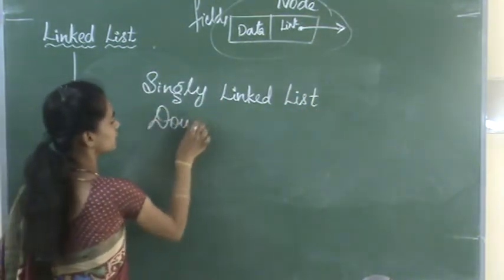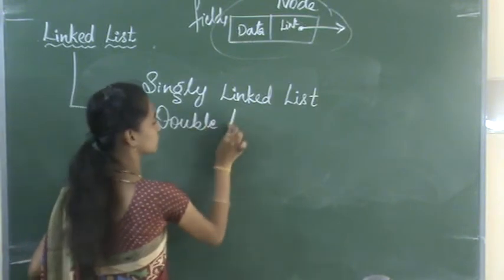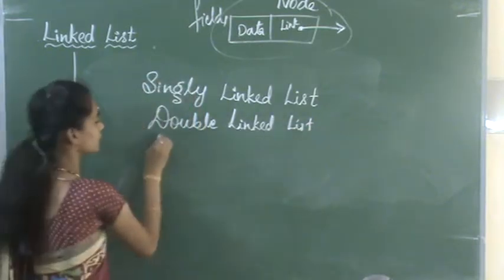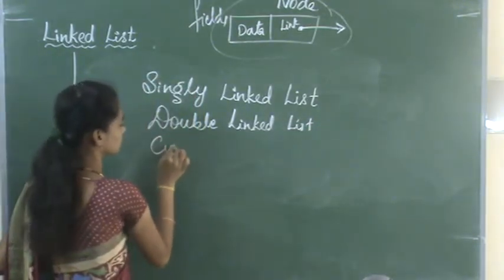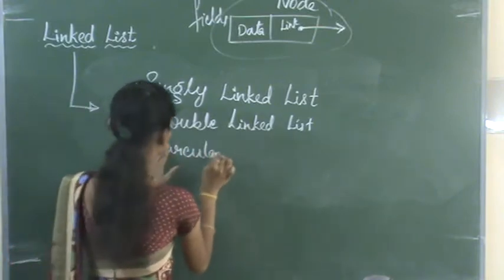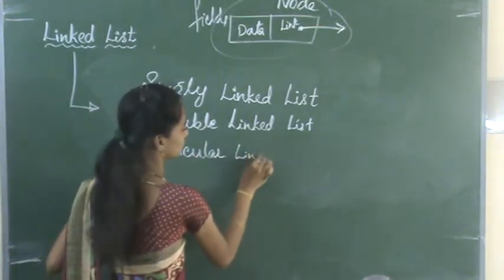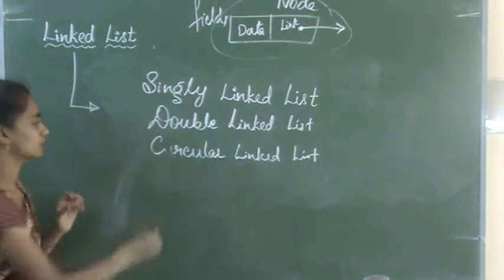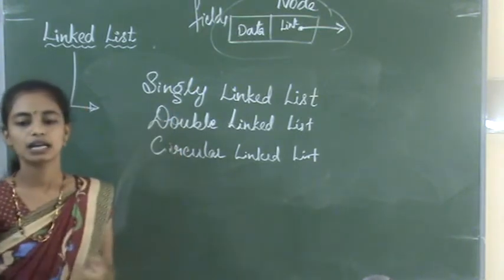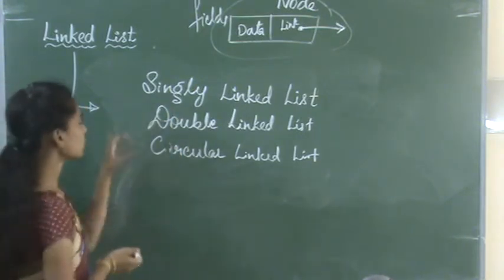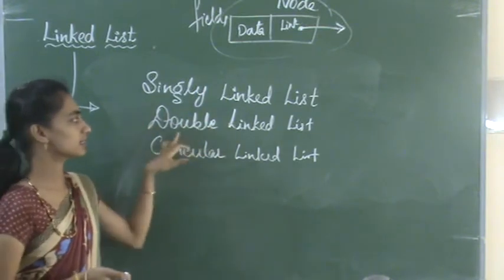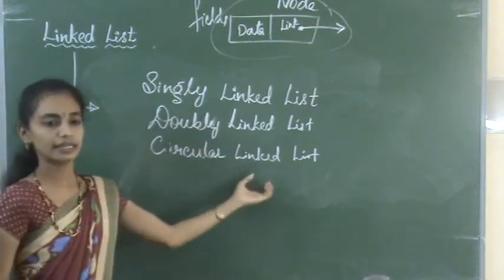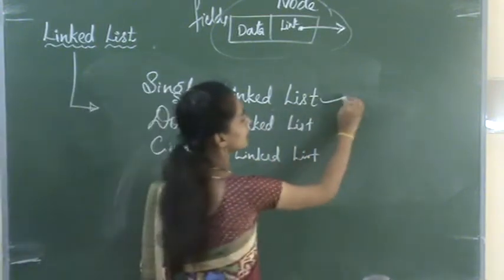Next, doubly linked list. And then circular linked list. So these are the three types of linked list: singly linked list, doubly linked list and circular linked list. Now we will study what is the singly linked list.